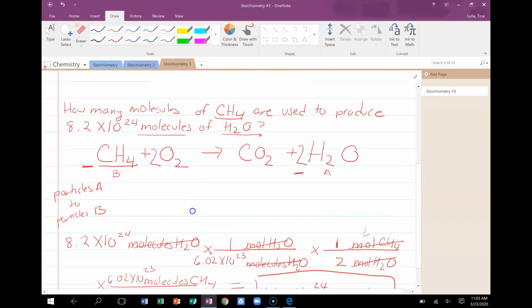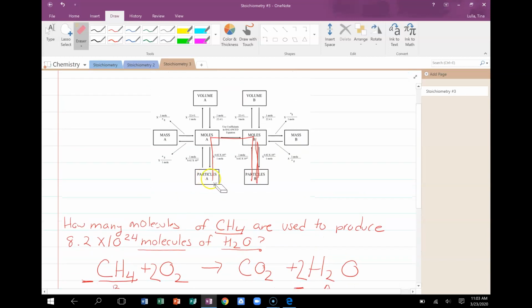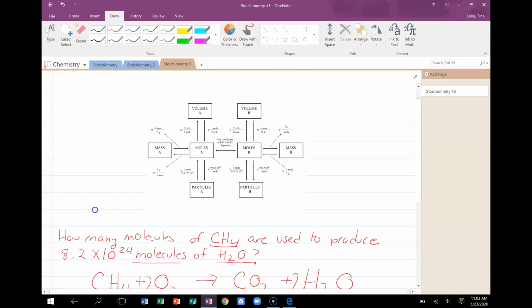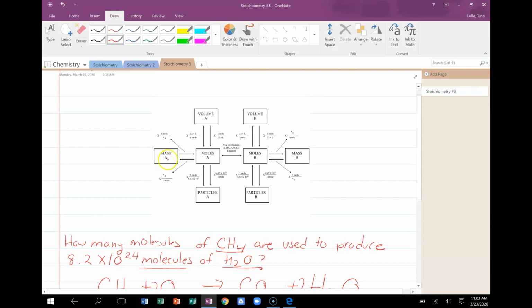So now you guys essentially know how to do everything on this map. We could do a simple mass to moles problem. We could do a little bit harder mass to, let's say, particles problem. Then we made the jump to be able to jump sides of this map. You could do a mass A to mass B problem. You could do a volume A, and now we know how to go to particles, so we could do a volume A to particles B problem. Essentially, you know all of stoichiometry and how to move all around this map.